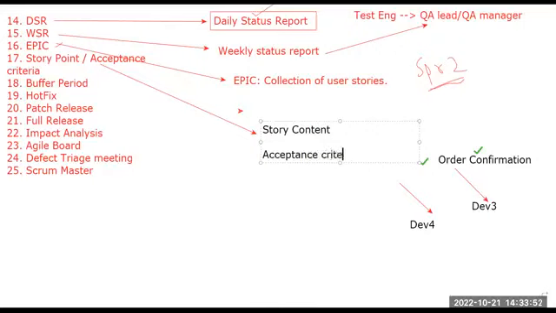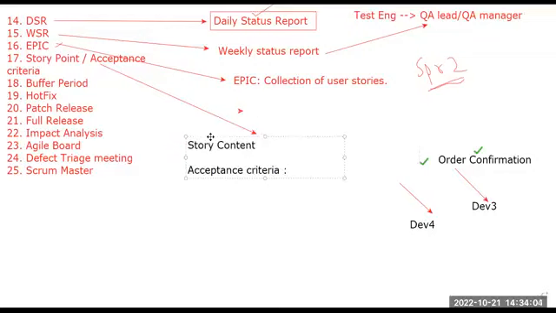Acceptance criteria. Acceptance criteria is nothing but what to develop for each functionality, and what all information is required. Let's say that we want to develop a login feature. I'm just giving an example. Or let's say that we want to develop search functionality.